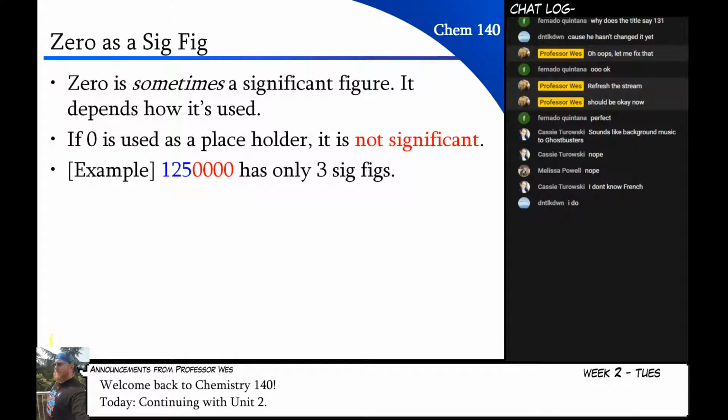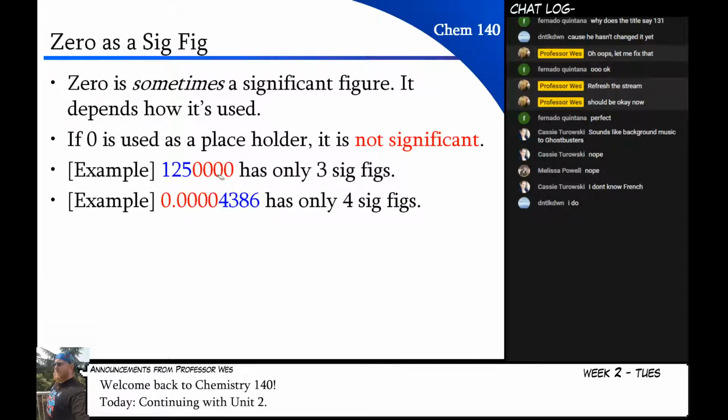Now, if you aren't sure if something is a placeholder or not, there's an easy test. And that test is to delete the zeros and see if the value of the number that you wrote down changes. Is 1,250,000 the same as this number shown here, 125? If the numbers are not the same, then what you erased were placeholders.